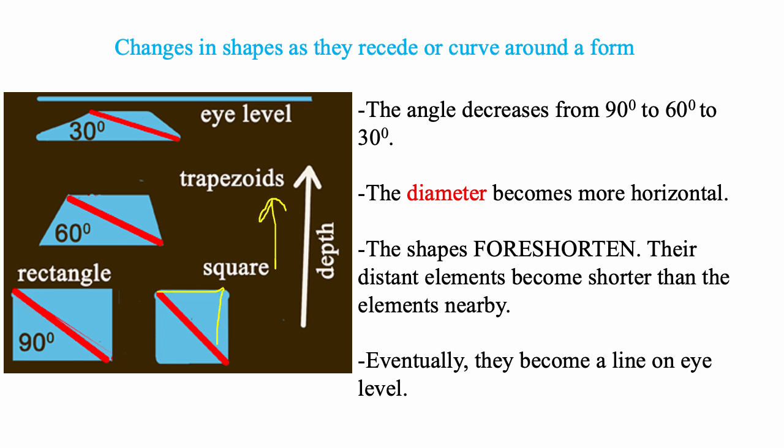Rectangles and squares, if they are upright and we're looking straight at them, have true 90-degree angles. If they're on the ground and we see them recede, the angle gets smaller, here from 60 to 30 degrees. The diagonal becomes more horizontal and becomes a line on eye level. And importantly, these shapes foreshorten, meaning the shape changes so that this distant portion of this trapezoid is shorter than this portion. And in the distance here, this trapezoid has a much shorter distant element than its element in front.